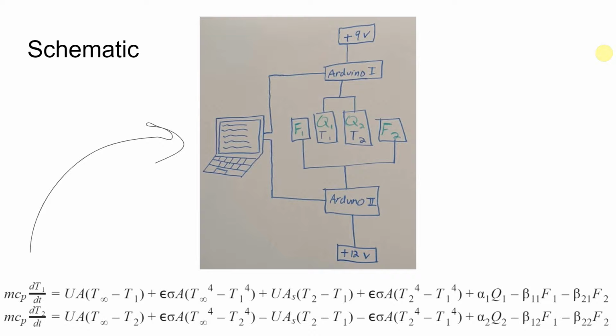Both of those actuators, the Q1, Q2, and F1, F2, are plugged into our Python MPC controller, which is running the equations that you see at the bottom of the screen there as its physics-based equations.